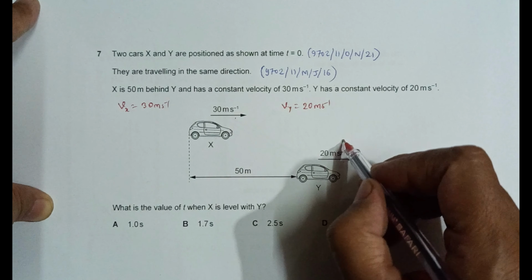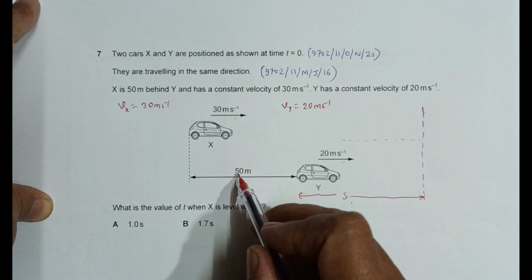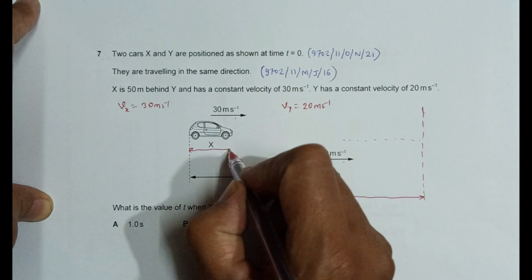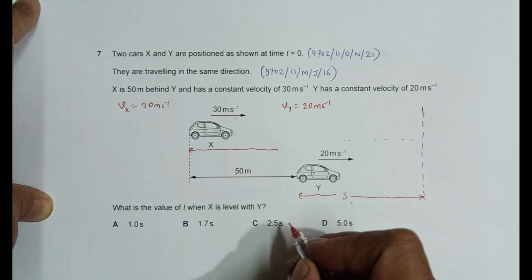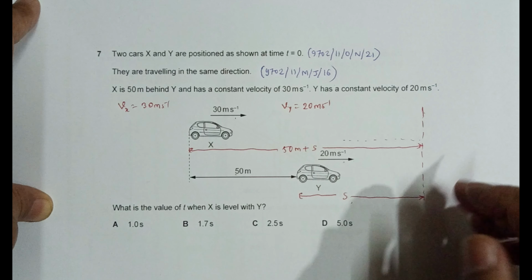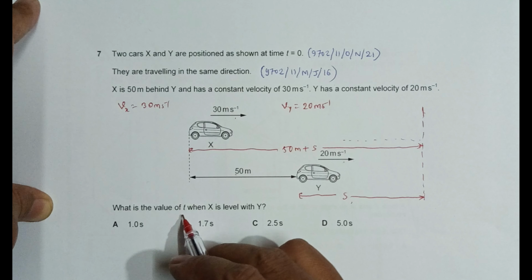If it is s here, then x will have to travel s plus this 50 meters. It has to travel 50 meters extra if it is to be level here. So this distance from here to here is 50 meters plus s. Now let us say the time t is required for them to come to level.